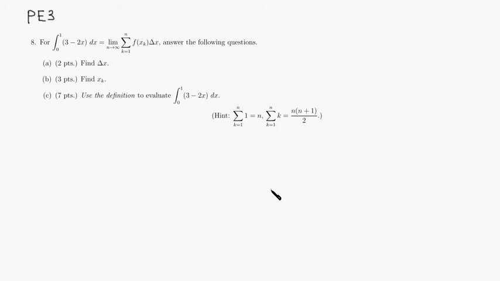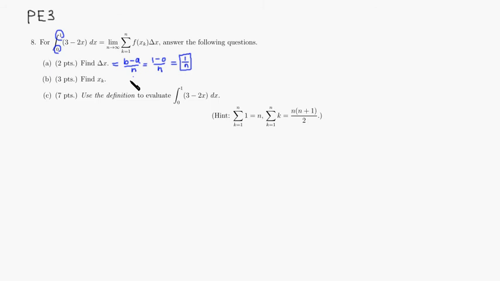Okay, let's go over practice exam number 3, problem number 8. Alright, part A. So we want to find delta x. Delta x is simply b minus a over n. So in this case, b is 1 and a is 0, and over n. So therefore, this is just 1 over n.